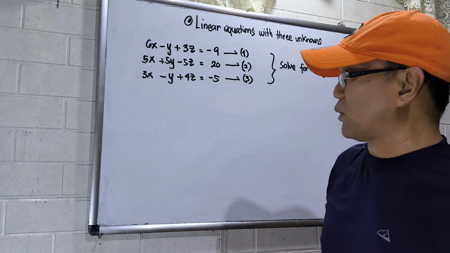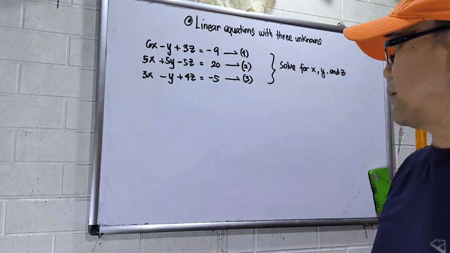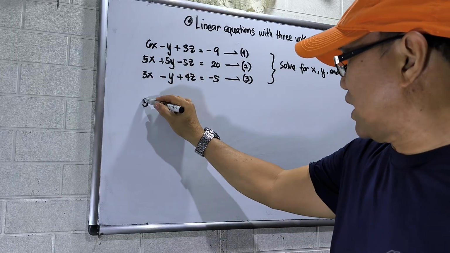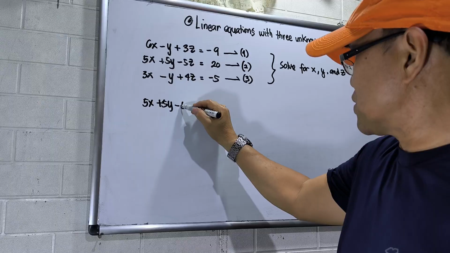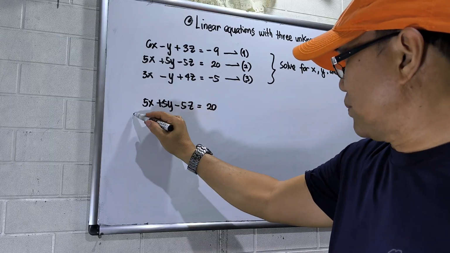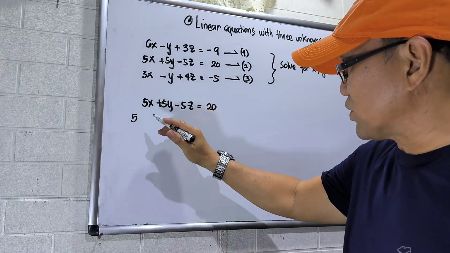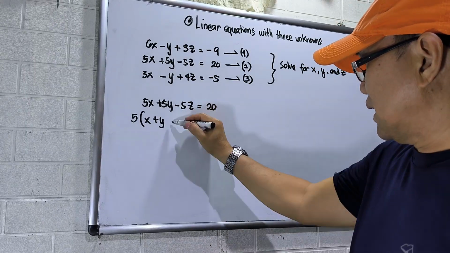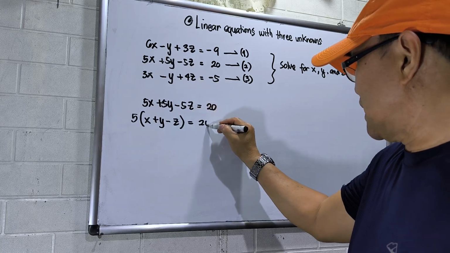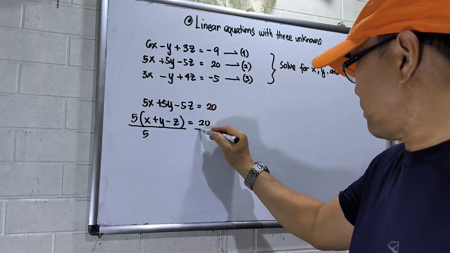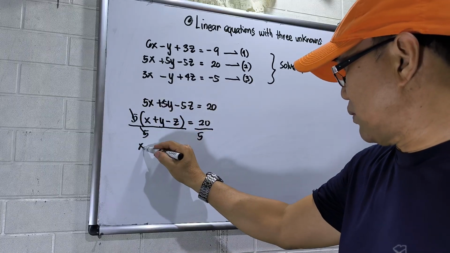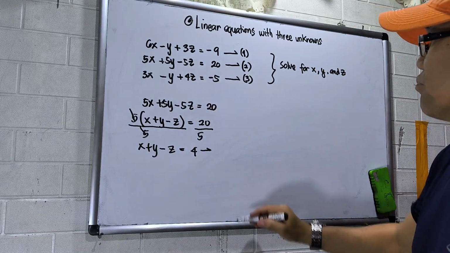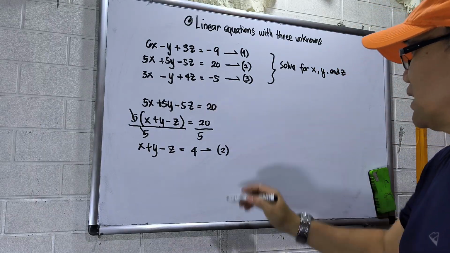As you notice in the second equation, we can simplify this one by dividing by 5, both left side and right side. So 5x plus 5y minus 5z equals 20. 5 is a common factor for x, y, and z. So this will be x, then this will be y, then this will be minus z equals 20. Then divide 5 on both sides, so 5 will be crossed out. So I have now x plus y minus z equals 4. This is now my new second equation.